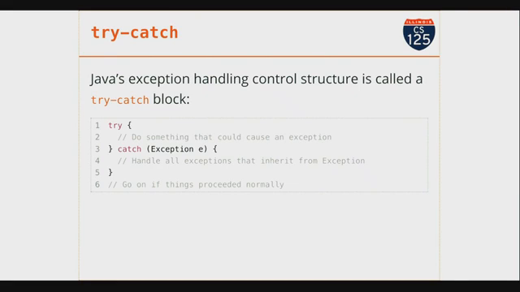So you'll see there's a try statement, and then I open up a new block. In here, I have code that could potentially cause an exception. And you'll see that there are cases where Java, the compiler, will actually require that you use this construct if you're calling a method that can potentially throw or generate an exception.